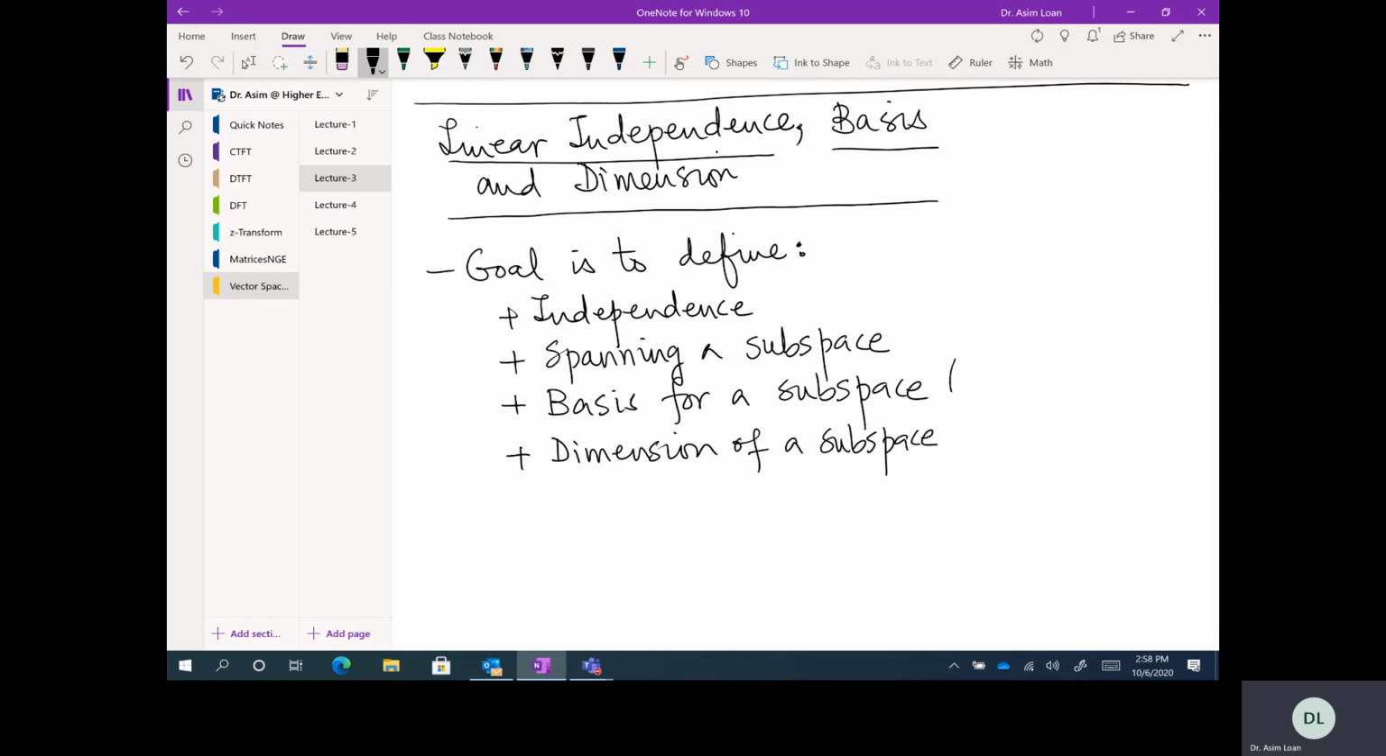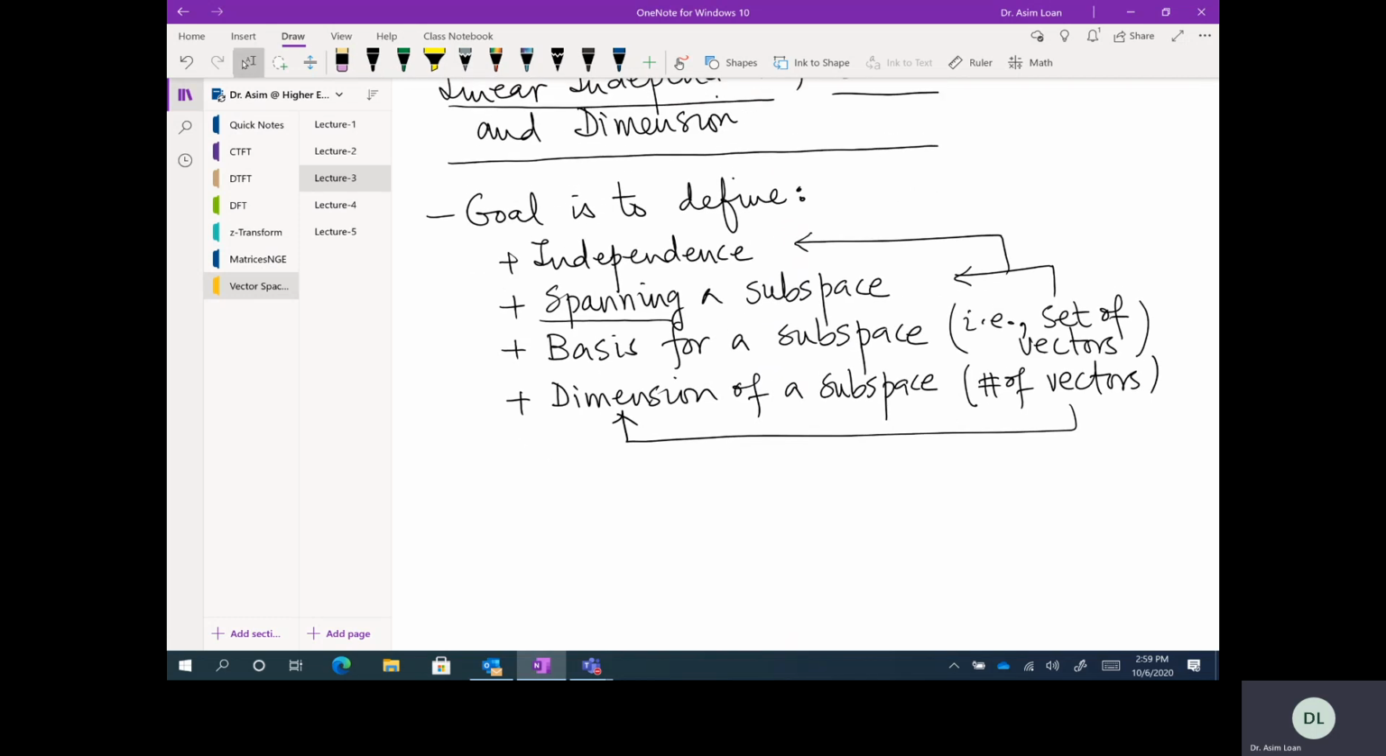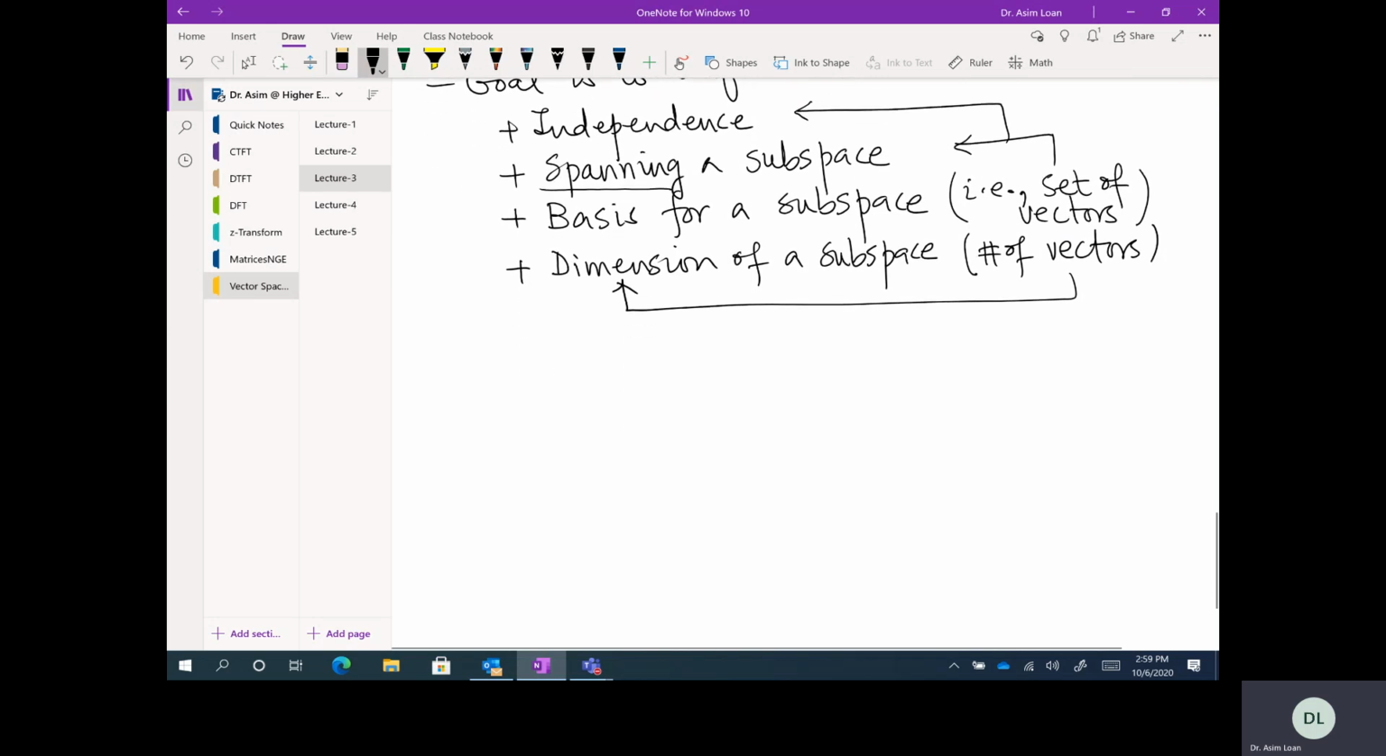Basis for a subspace means we need to define a set of vectors. What do these set of vectors do? These set of vectors span the space. This set of vectors is independent, and how many vectors are there? The number of vectors is actually the dimension. So this is the relation between the basis and dimension. The set of vectors in a basis need to be independent. They should be spanning, and the number of vectors represents the dimension of a subspace.